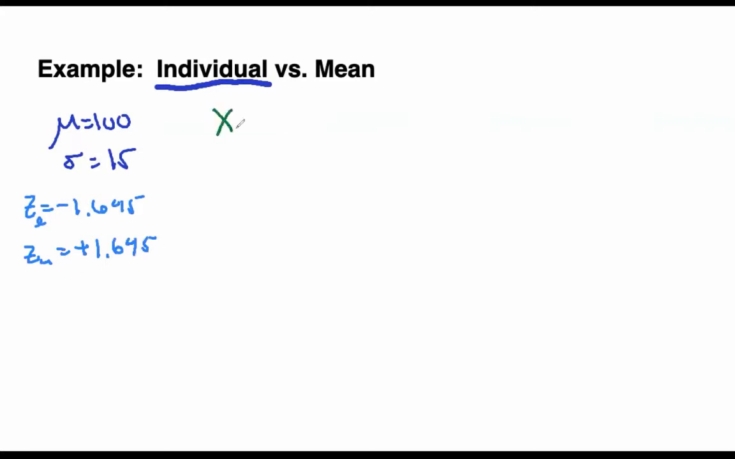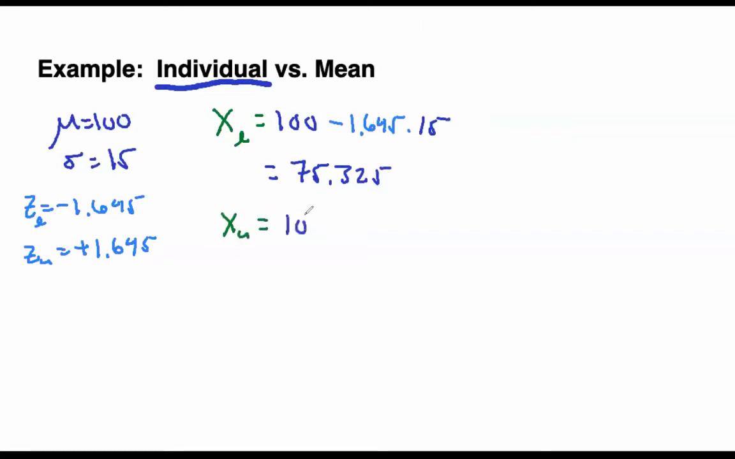So if I wish to locate the actual boundary values for possible IQs, the lower boundary for the IQ scores would be 100, the population mean, minus 1.645 times my standard deviation, which is 15. And if we punch this in a calculator, we should get 75.325.